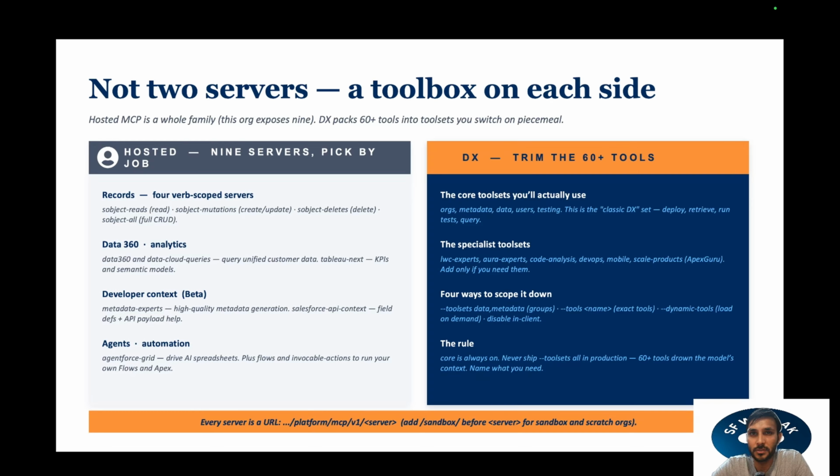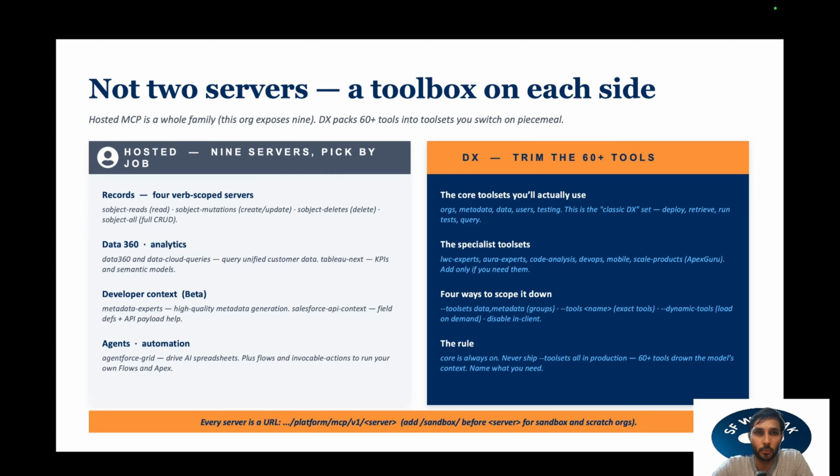The records one first, and this is the clever bit. If you only want Claude to read and never touch anything, you point at the S-object read server. Create and update, but never delete: S-object mutation. Delete only, S-object deletes. The lot, S-object all. 4 servers, 4 blast radii. You're choosing what Claude can do to your records by choosing which URL you connect to. The server is the permission boundary.